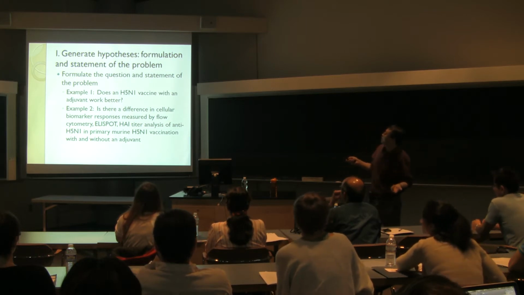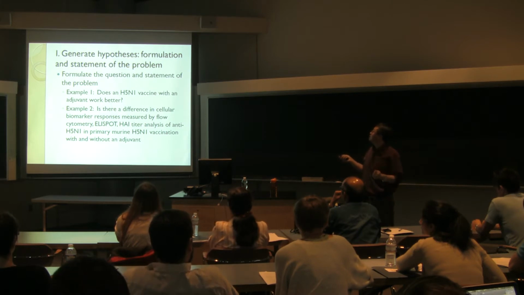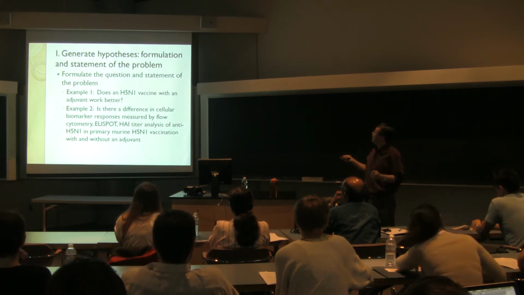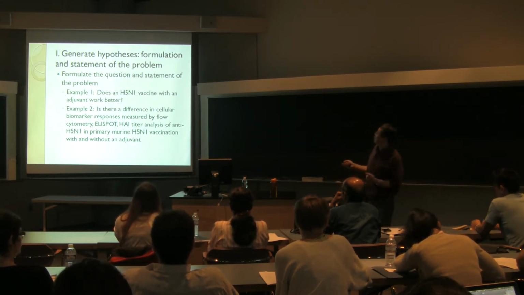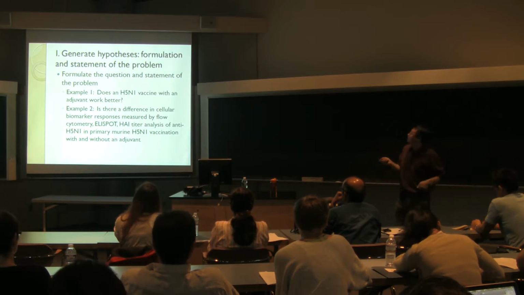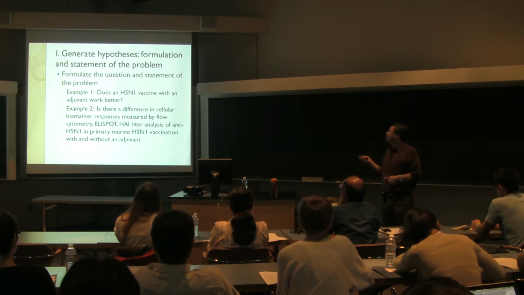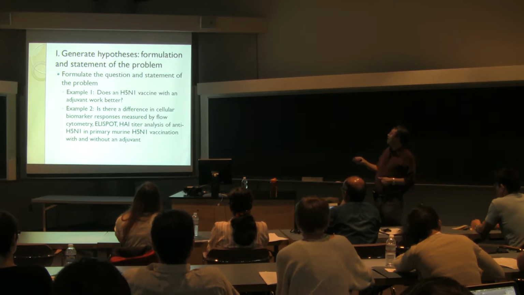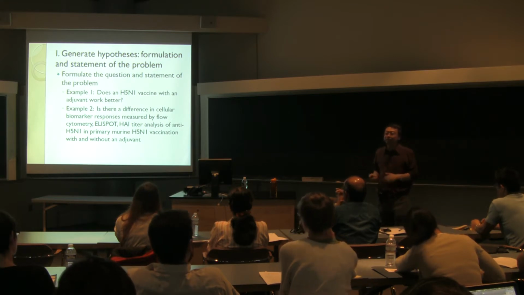For one example, you can write down the question as: does the H5N1 vaccine with adjuvant work better? Okay, this is one way. You say that it works better. The second example: is there a difference in cellular biomarker responses measured by flow cytometry, ELISpot, HAI titer, analysis of this anti-H5N1 in primary murine H5N1 vaccination with and without adjuvant? So which one is better?